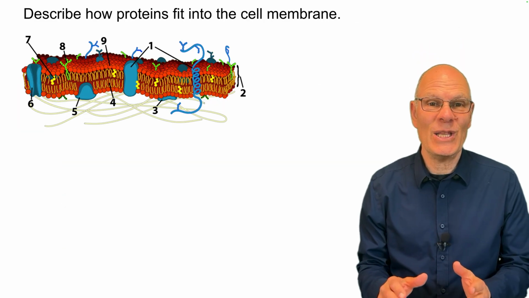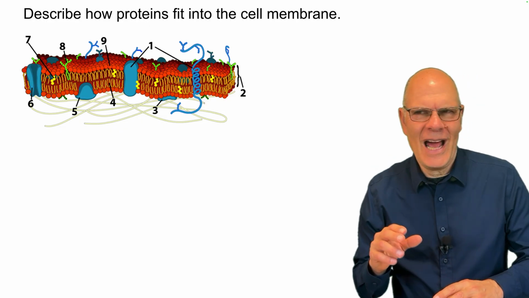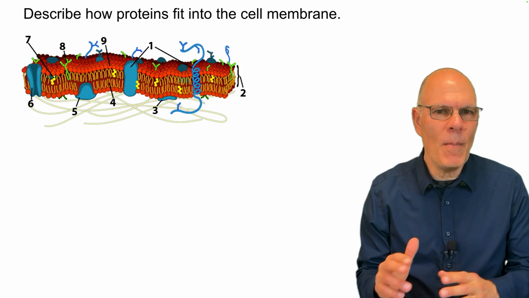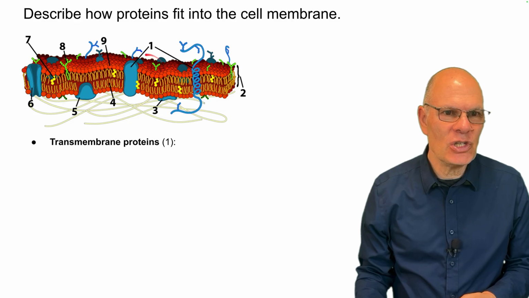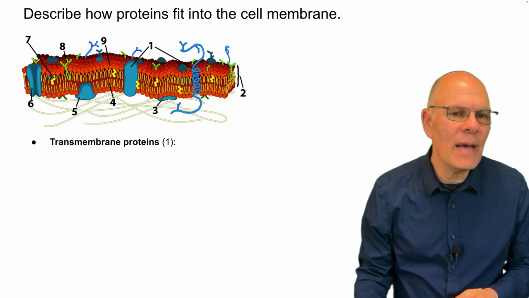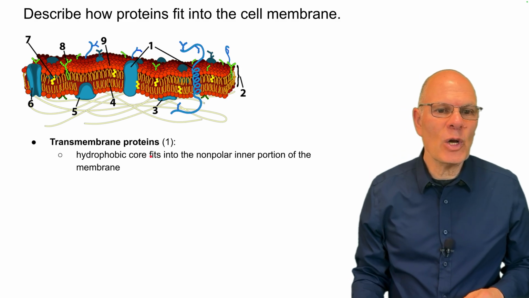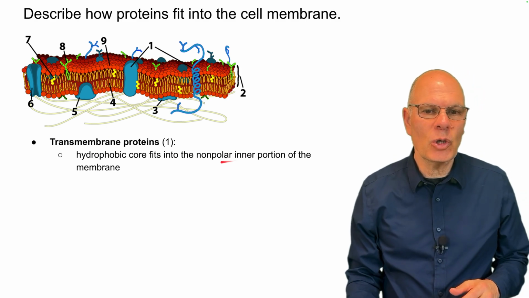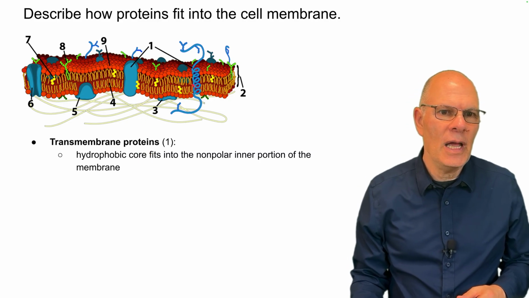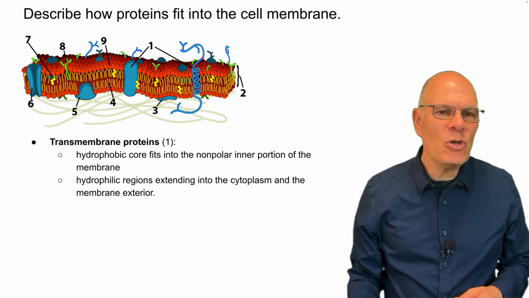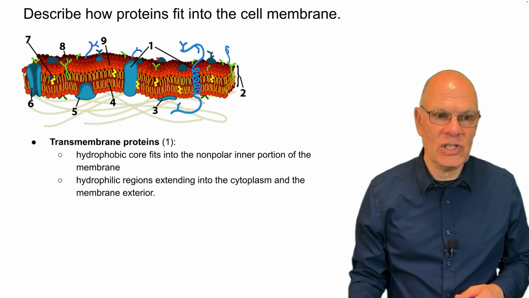Describe how proteins fit into the cell membrane. There are 3 ways that proteins can fit in. And if you think about hydrophobic, hydrophilic, what binds with what, it makes a lot of sense. So there are transmembrane proteins. That's shown over here and over here. Here, notice that beautiful alpha helix that you should remember from our Unit 1 review. There's a hydrophobic core that fits into the nonpolar inner portion of the membrane. So these would be hydrophobic amino acids over here and over here. And there'd be hydrophilic regions that extend into the cytoplasm and the membrane exterior.